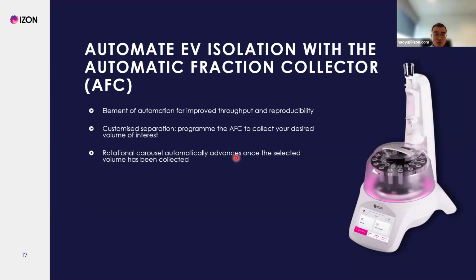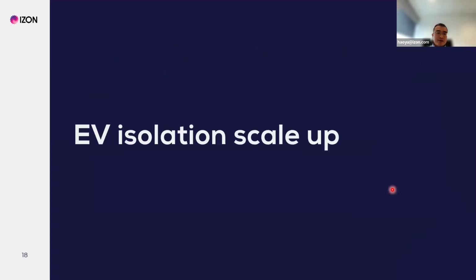And this one will eliminate human errors, because even though the QEV column can be used manually, a manual operator creates a certain bias by using multiple AFCs. It will eliminate such bias and make sure you're using the same collection protocols for all your experiments. That is to say, standardize all your experiments.